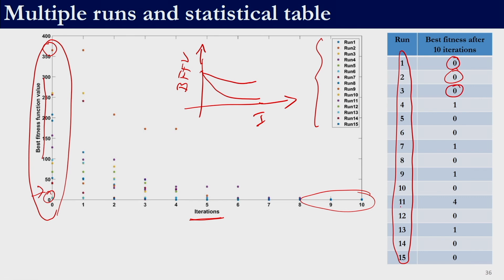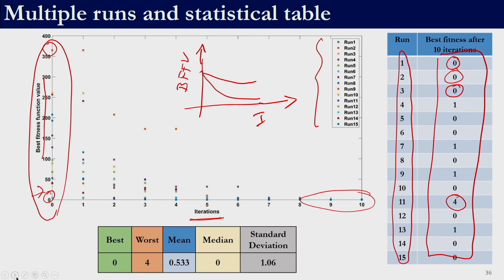So, for example, here if you see for run 11 the algorithm had converged to a value of 4, whereas the optimal solution is 0. So, this can happen. So, now we have this vector, so we can generate the statistical table. So, this is the best value.